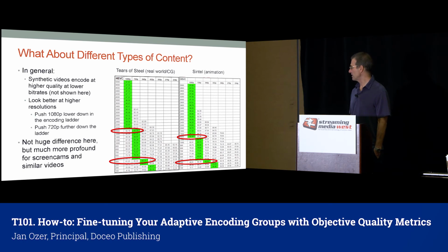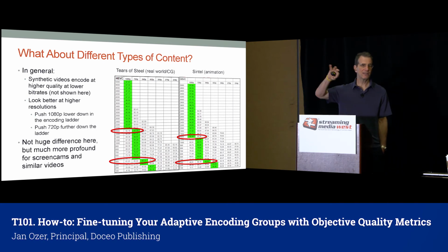In this case, for Tears of Steel, we might start at 2 megabits per second. And actually, it's pretty close. We would start at 2200 kilobits per second here. But you're also going to have different resolutions at different points in the encoding ladder.